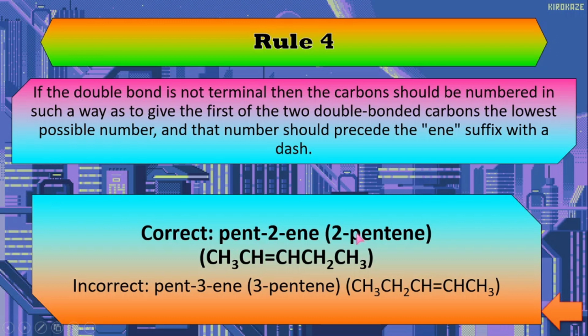Okay, for example, we have here 2-pentene, or pent-2-ene. This is the molecular formula: CH3CH double bonded to CH, CH2CH3. Why can't it be named pent-3-ene or 3-pentene? Because double-bonded carbons should be assigned the lowest possible number by counting this way, 1, 2. It is not possible to count from the left, 1, 2, 3, because it will give the double-bonded carbons a higher number.